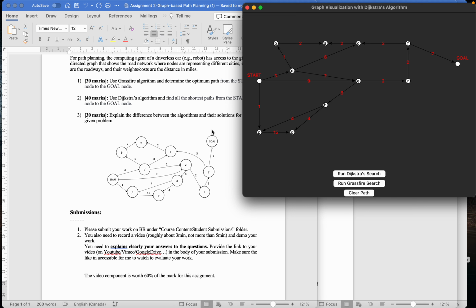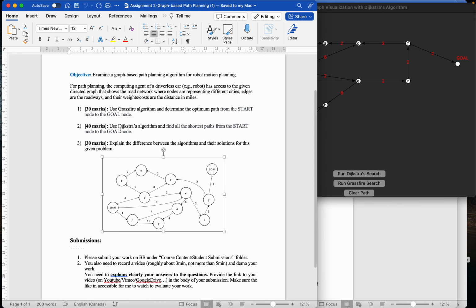This is lab assignment 2 for COM361 by Grassfire. In this lab assignment, we have to complete two algorithms. First is the Grassfire algorithm, and second is Dijkstra's algorithm.